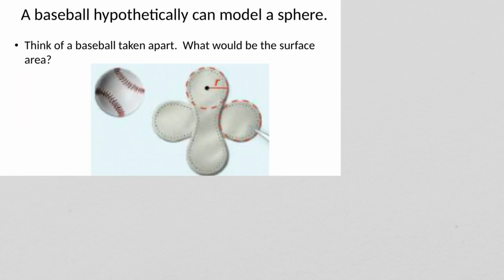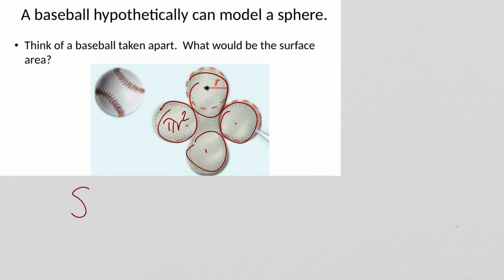All right, hypothetically, picture a baseball. If we take it apart, what would be the surface area of this ball? Well, think about it. Kind of looks like we have four circles, right? And what is the area for a circle? It is pi r squared. And how many do we have? We have 1, 2, 3, 4 of them.